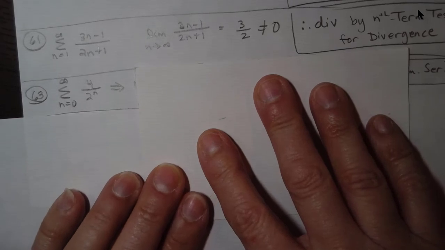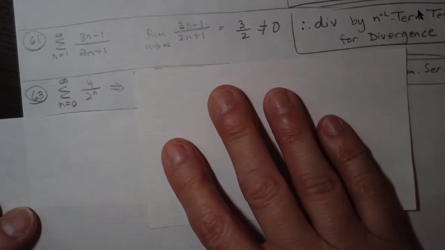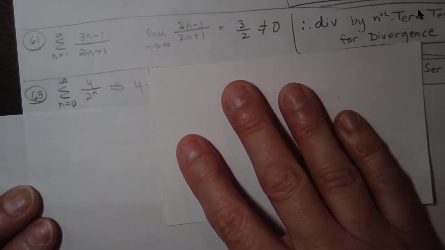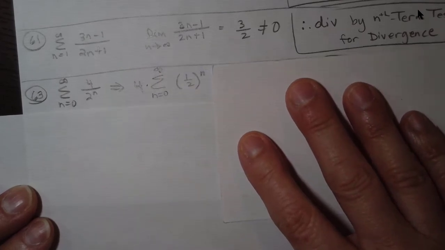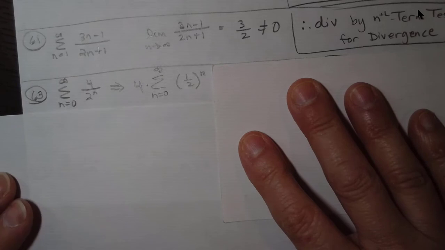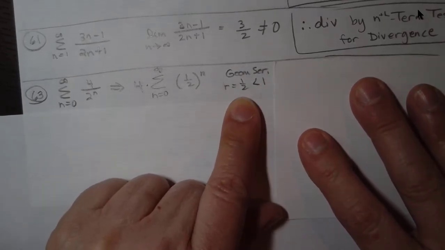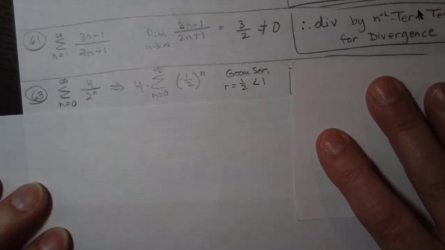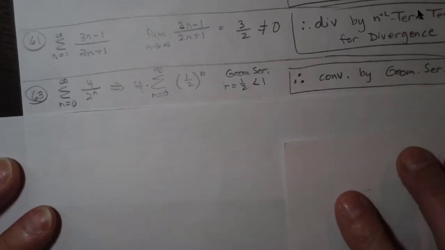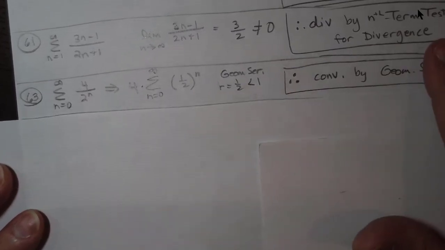63, let's look what we can do to rearrange this a little bit. The 4 can come out in front. If we write this as 1 over 2 raised to the n, we can see that what we have is a geometric series with our r, which is 1/2, less than 1, so we know it's going to converge by the geometric series test.